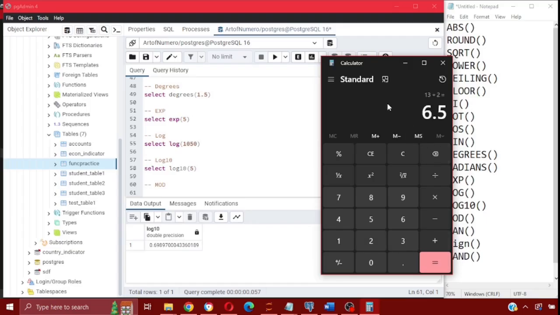But if we were to do this on paper, 13 divided by 2 will be 6, and after 6 we have one number left. It's a remainder, right? And before we convert it into a decimal point to get 6.5, that one number is the MOD. It's the remainder of x when it's divided by y.